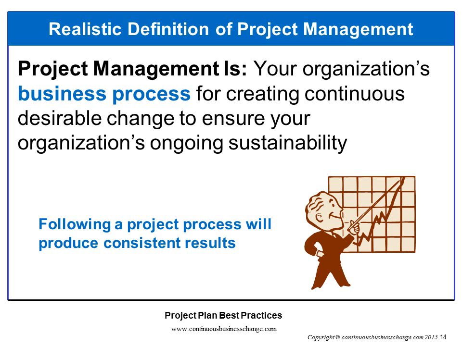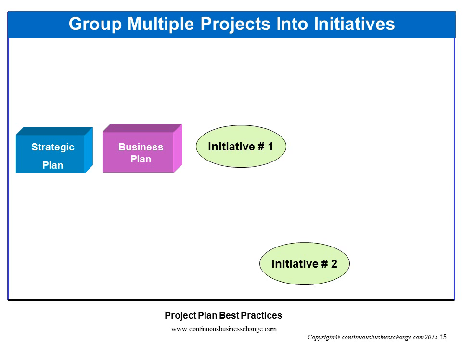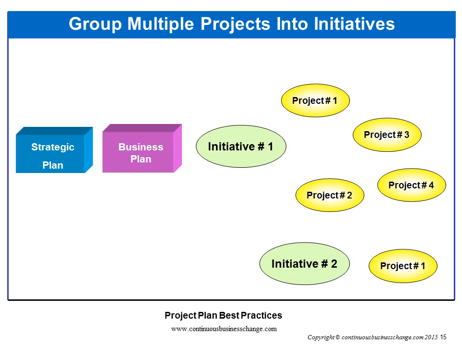Following a project process will produce consistent results. The ideal process starts with your strategic plan, then business plan, then initiatives. Initiatives contain projects. Projects are never done for their own purpose.